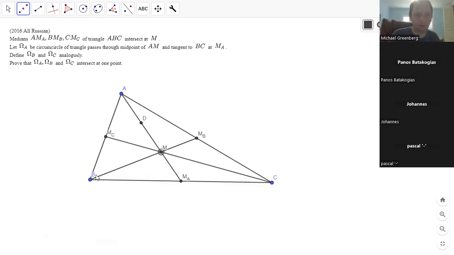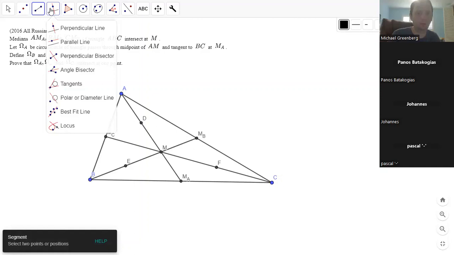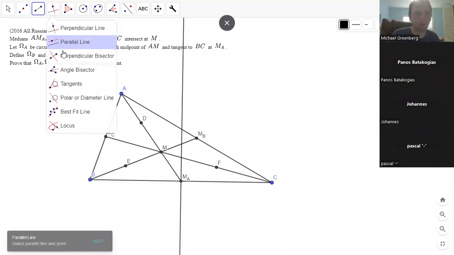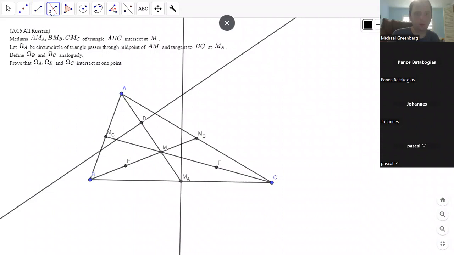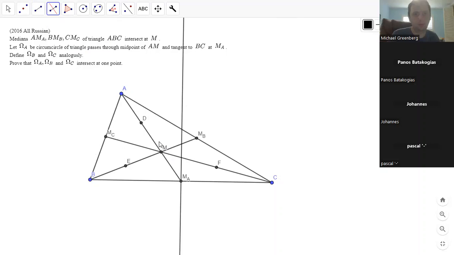Let's draw the three midpoints. It passes through D and it's tangent to BC. Okay, so basically we want to draw the perpendicular line here and then draw the perpendicular bisector. Is that right? No, I don't think I did that right. It should be the perpendicular from M to that line, and intersect that line.